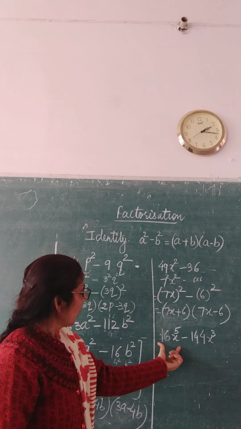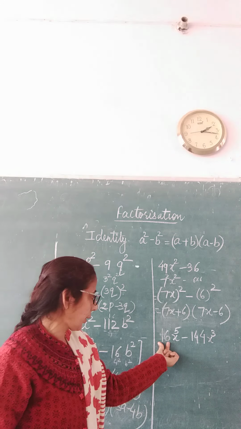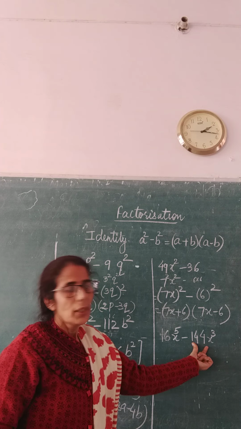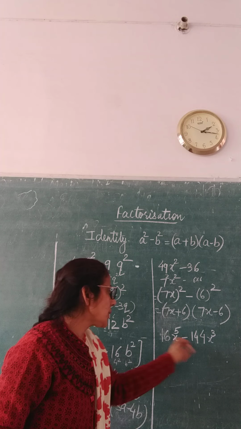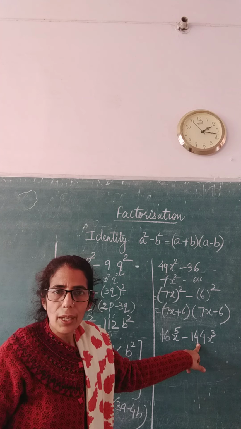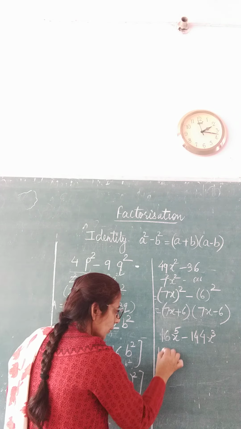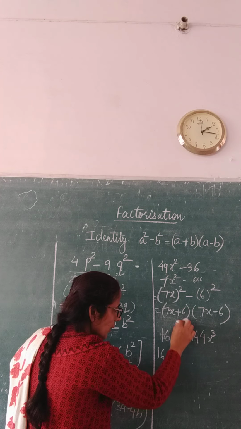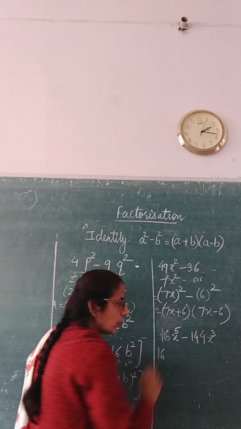Now this is the number. Although 16 is a perfect square number, it comes in the table of 4. This is 144, which is 12 square, but 16 is common. In the table of 16, 16 nines are 144. So I can take 16 common, and it is having x raised to power 5, and x raised to power 3.